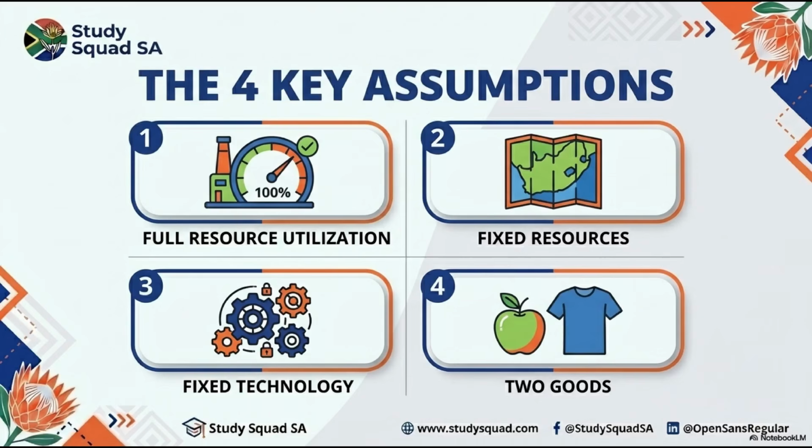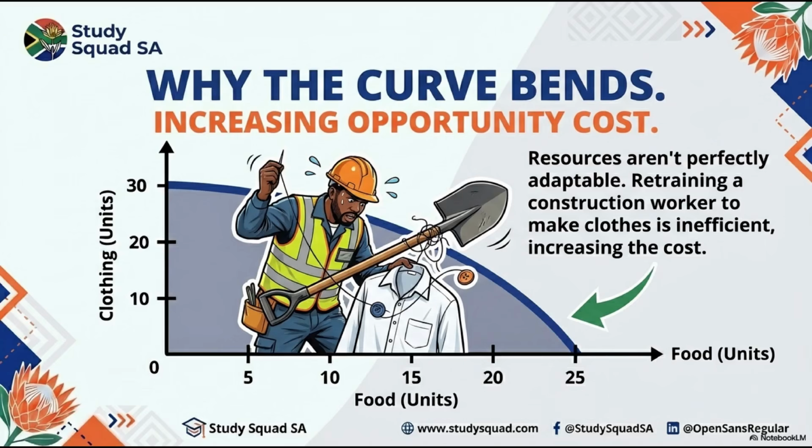Let's talk about the shape of the PPC. It can be a straight line, but more often it's curved, either bulging outwards, convex, or curving inwards, concave. The shape tells us something about the trade-off between producing the 2 goods. If the curve is convex, it means the opportunity cost of producing more of one good increases as you produce more of it.